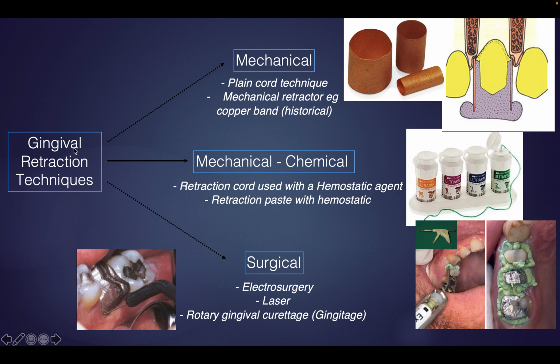Surgical gingival retraction technique. This is an example of the paste, by the way. Surgical is, for example, using electrosurgery like this. As we said, retraction is pushing away the gingiva so you can expose the margin because you want to capture this area. Simply, if you cut this area, you actually expose it. So electrosurgery is not really a retraction, you're actually cutting away and it will heal. You can use an electrosurgery machine, you can use a laser, or you can use what we call the burr, which is gingitage or curettage. You use the burr and you cut away the gingiva and you expose the margin.